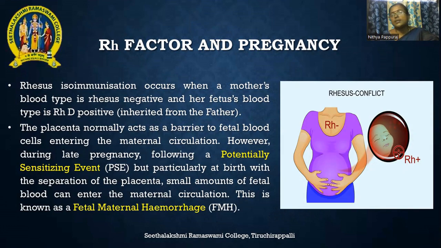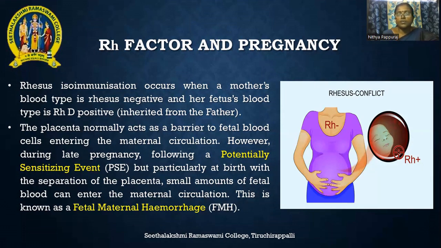The Rh factor and pregnancy. So we should know why we are studying this Rh factor. Rhesus isoimmunization occurs when the mother's blood type is Rh negative, and she may carry a fetus whose blood type is Rh positive, inherited from the father. The placenta normally acts as a barrier. The blood never enters into the maternal circulation.